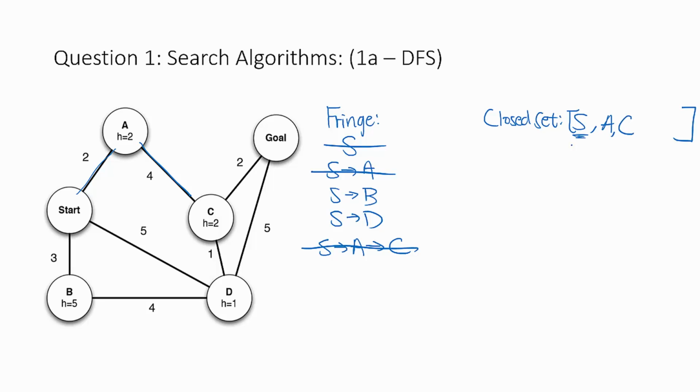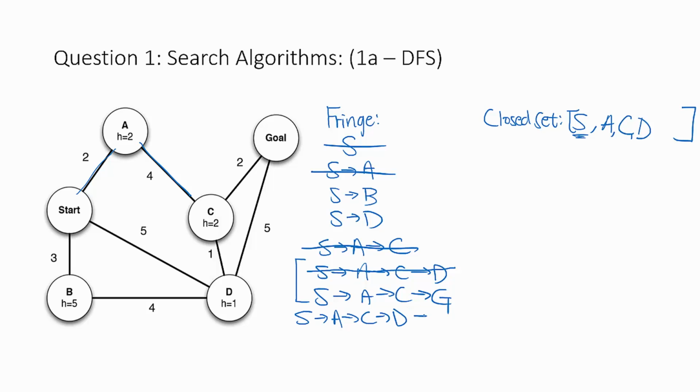We'll put C onto the closed set and look at its successors. So the successors of SAC are S to A to C to D, and S to A to C to G. Okay, so now we have a tie for the deepest path, which are the 2 we just put on. D comes before G in the alphabet, so we'll take off SACD, put D onto the closed set, and put this path's successors onto the fringe, which in this case is S to A to C to D to B, and S to A to C to D to G.